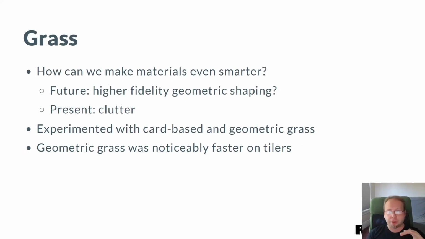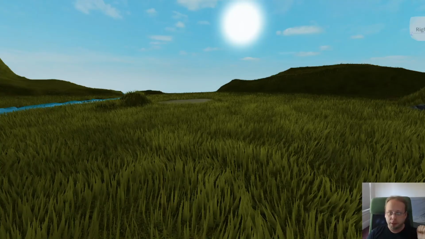If you do card-based grass, you mostly just don't use that, and so that's not great for performance. So we like the look of card-based grass a bit more, but we ended up going with geometric grass just because it's much more performance friendly and we can actually ship this on mobile. Here's how grass looks.